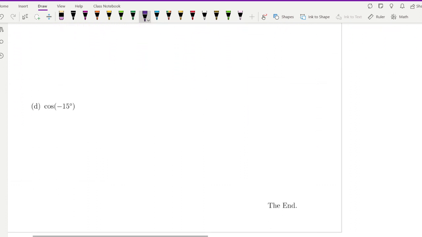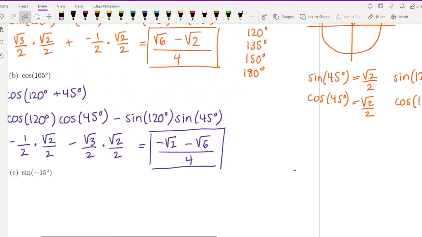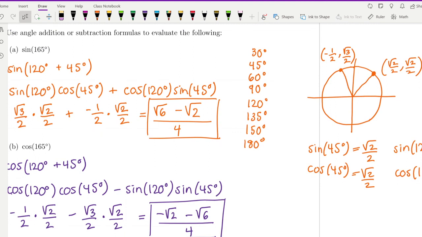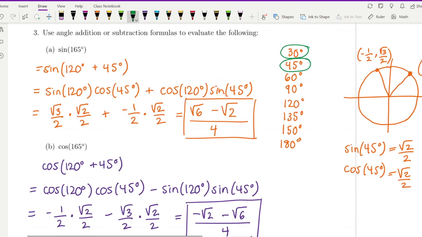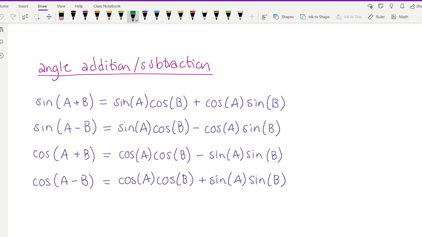All right, next up we have sine and cosine of negative 15 degrees. So again, we want to think about how we could use these familiar angles to come up with negative 15. And in this case, we're going to actually want to use subtraction. So one way to do it, and probably the easiest way, would be to do 30 degrees minus 45 degrees, right? 30 minus 45 is negative 15. So we can rewrite this as sine of 30 degrees minus 45 degrees. And so now we want to use the angle subtraction formula for sine. So the way that one works is sine of A times cosine of B minus cosine of A times sine of B.